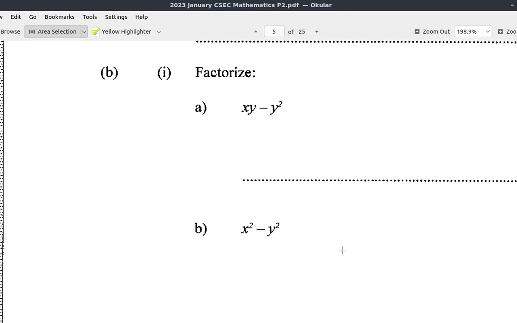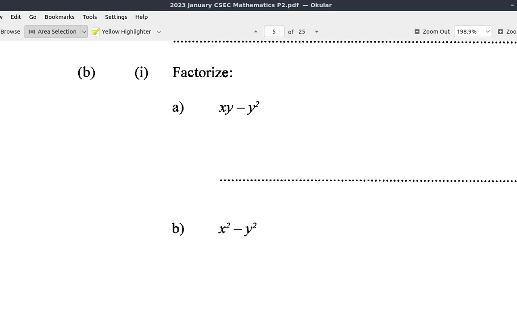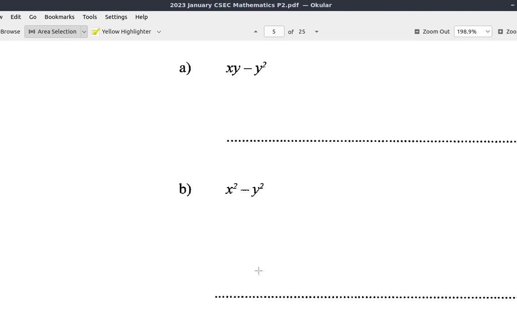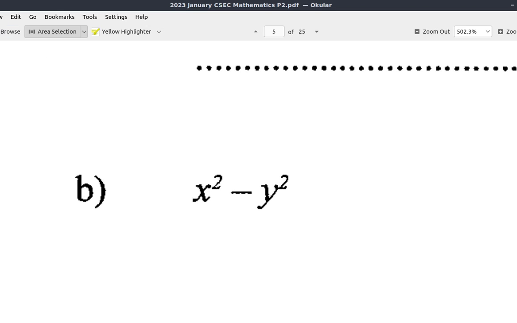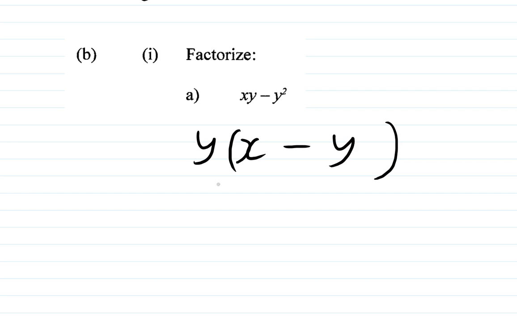Let's see what else is going on here. Okay. You must also factorize x squared minus y squared. So, this is B1a and then B1b. We're going to factorize x squared minus y squared. Remember how to do that? Have to remember that particular one. Here, what you have is the difference of two squares.